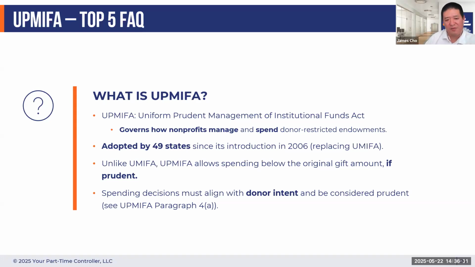UPMIFA wants you to document internally how your spending policy should be. If those gifts are negative, how does your organization want to address those kinds of situations? So again, UMIFA, UPMIFA, big difference, but UPMIFA definitely uses that word prudent, and you have to think long term about what these gifts are trying to do for your organization.